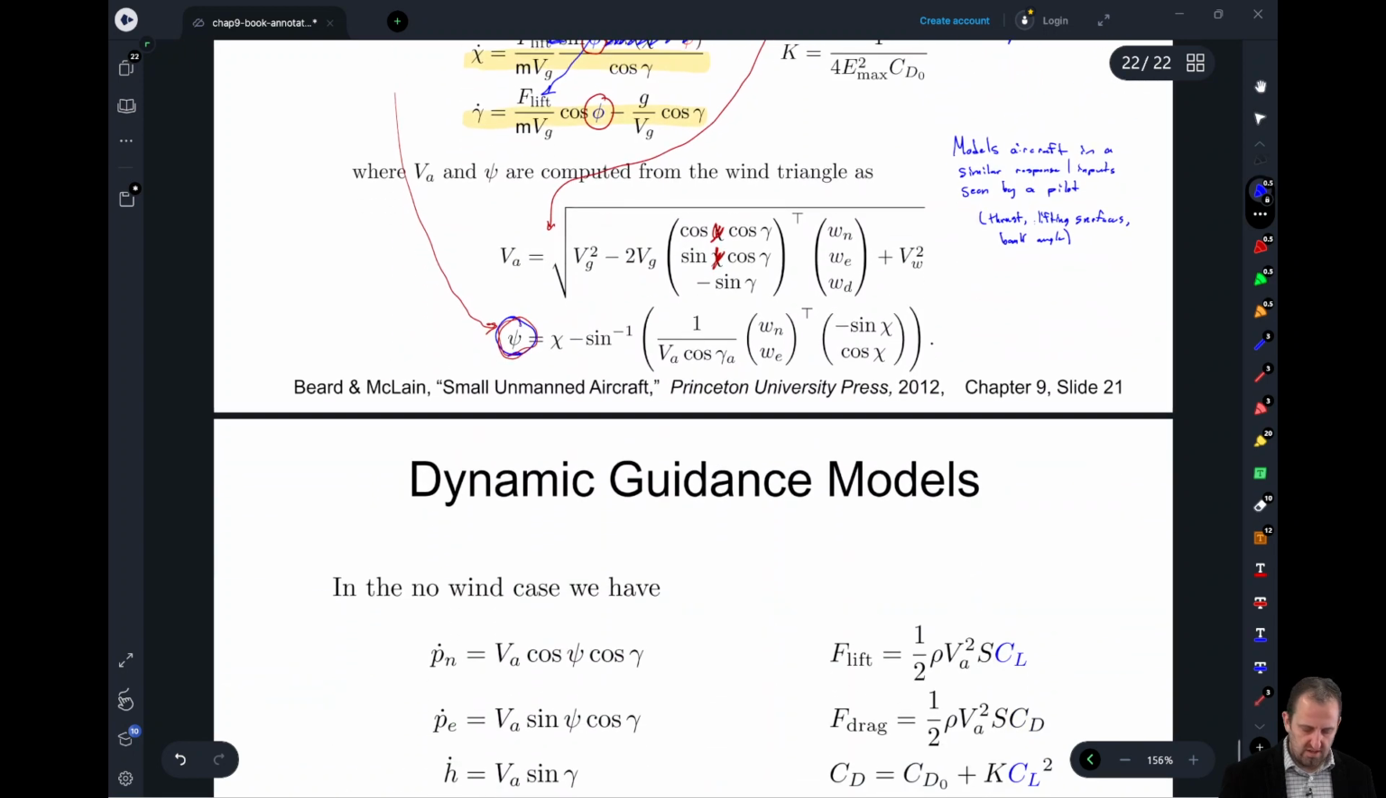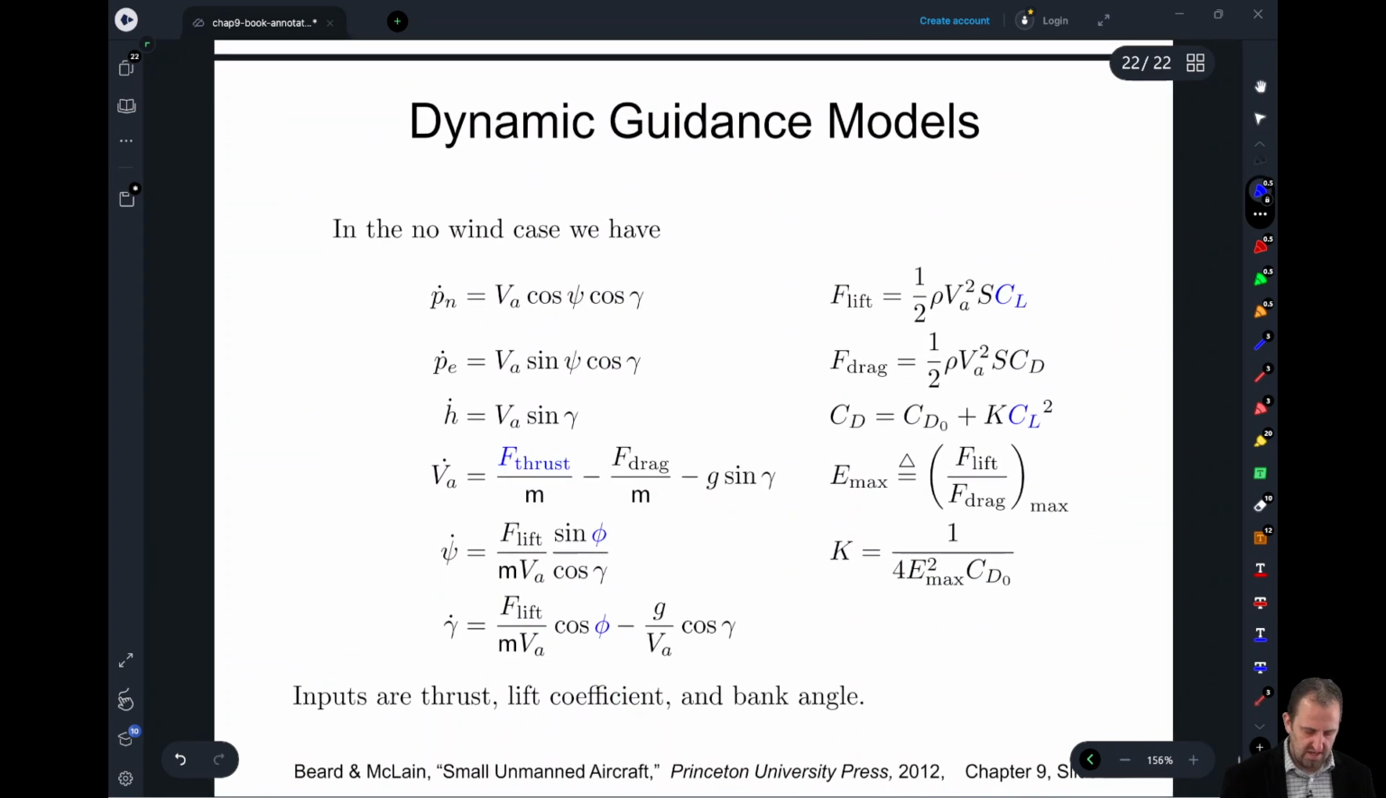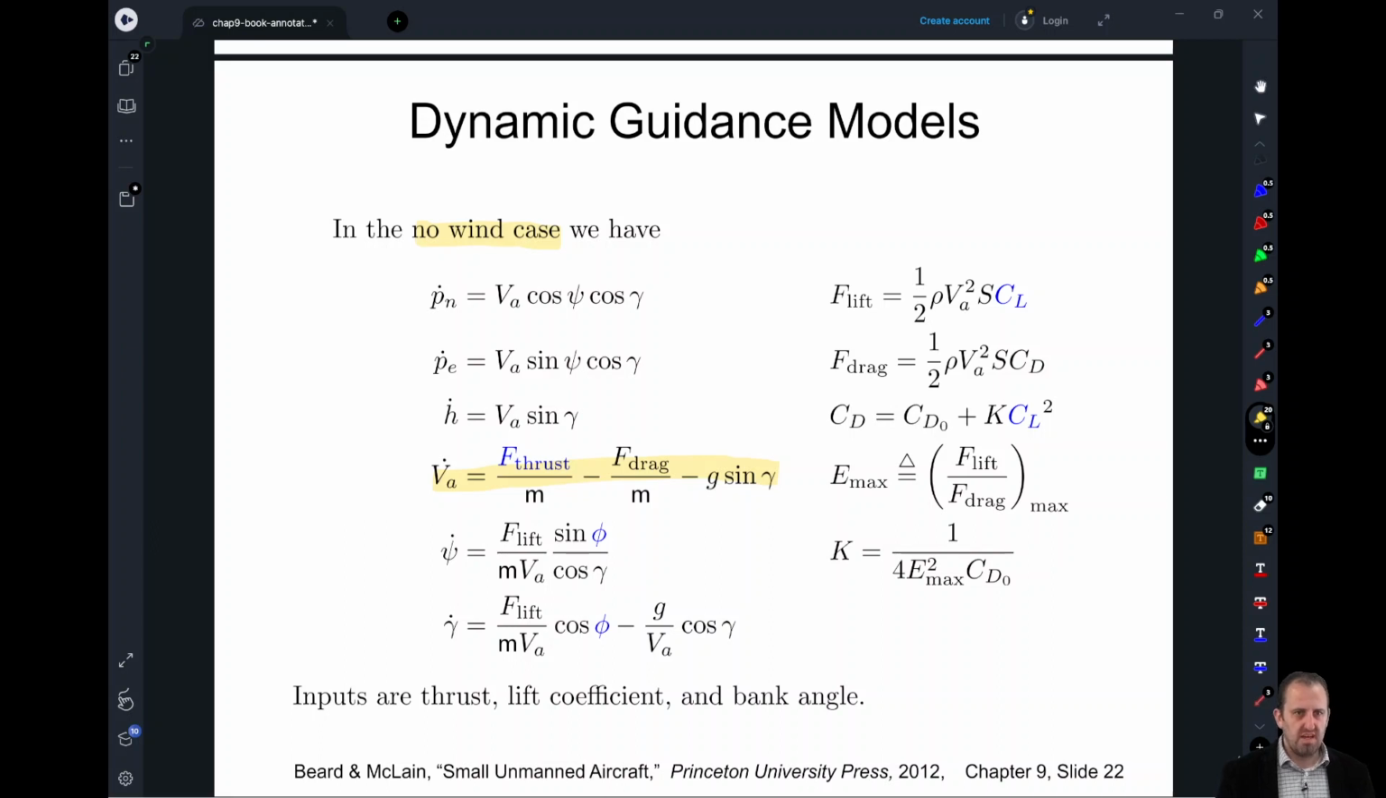One final variation is if we have no wind. The time derivative of v sub g is replaced directly with the time derivative of v sub a, and then everything else is pretty much the same. And we have the relationship with our heading angle instead of our course angle.